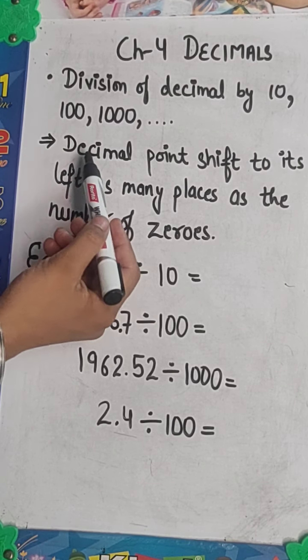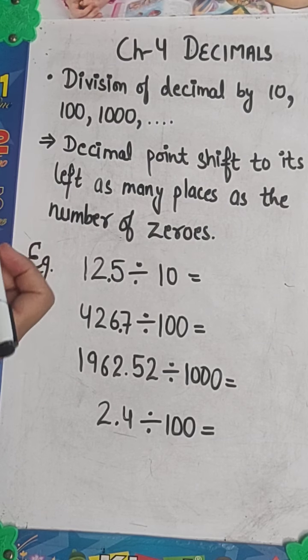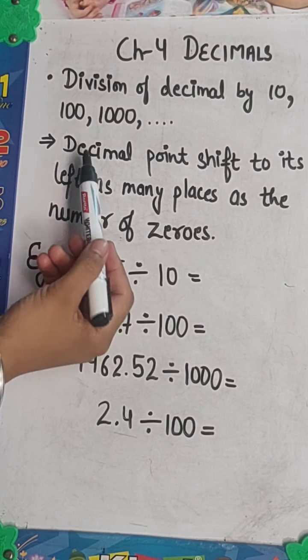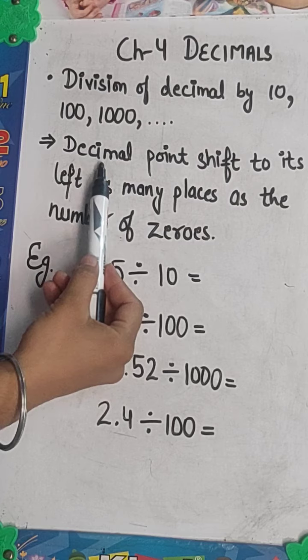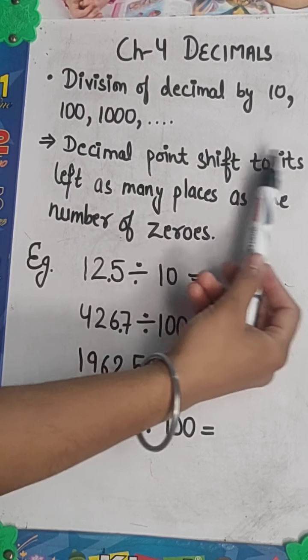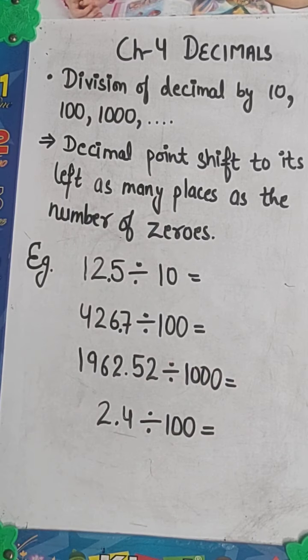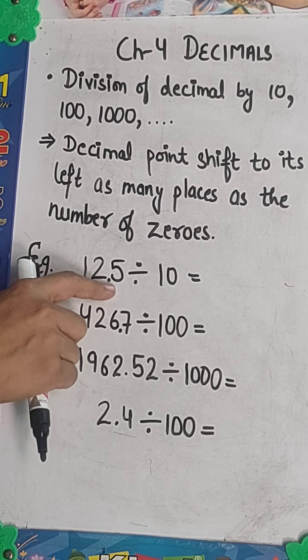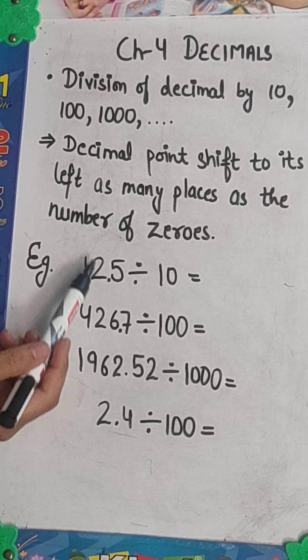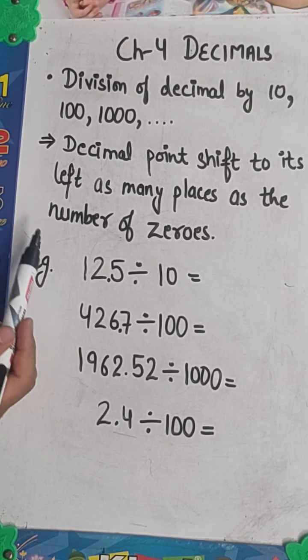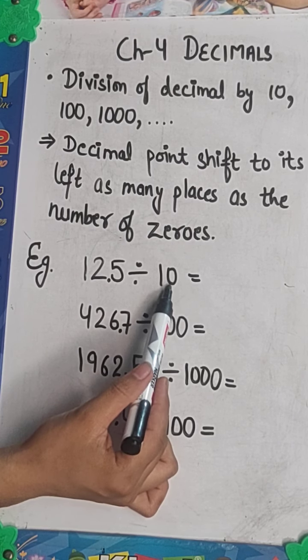So look here, for dividing a decimal number by a power of 10, what do we have to do? You have to shift the decimal point. The decimal point shifts to its left as many places as the number of zeros. Means we have to shift the decimal place to its left, as many places as there are zeros here.